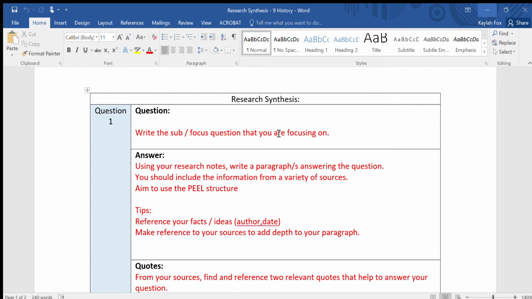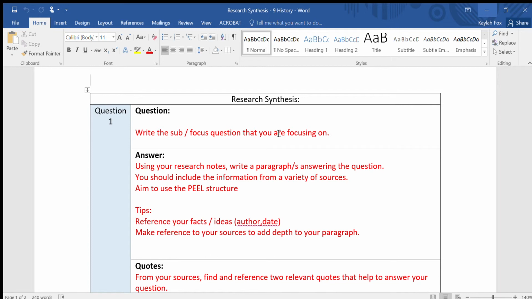When you're using information that you found from someone else but you put into your own words, you need to make sure that you're referencing where you found the information from. Once again, you use the author and the date. What I would aim to do is make reference to your sources to add depth to the paragraph. So for example, when I read your paragraph, it should be clear that you've used at least 1 source, but I aim for 2 sources to show me that you used a variety of sources to help you answer your question.